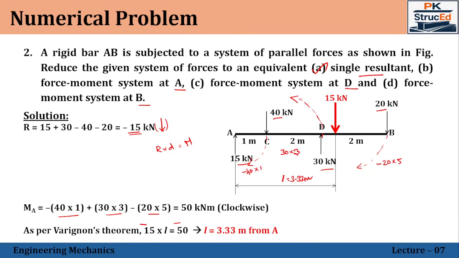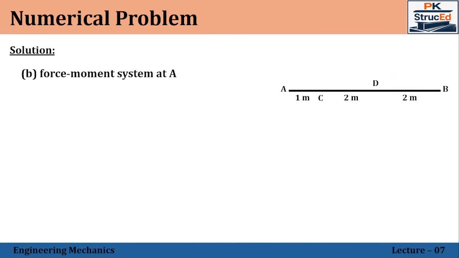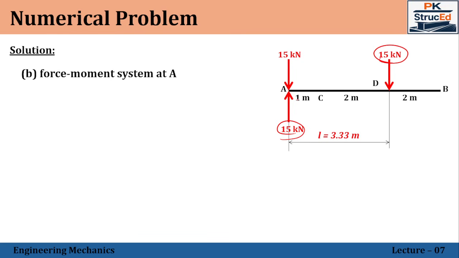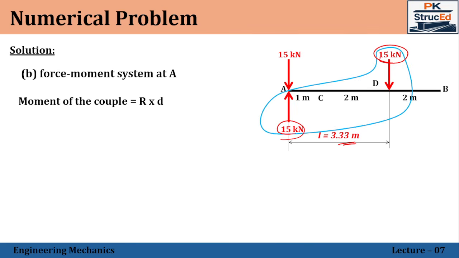Now we need to reduce this into a force moment system over the point A. So now we calculated the resultant, which is acting at a distance 3.33 meter from A. So we need to reduce that one to the point A. So again, produce the same force at the point A in opposite directions. So now this and this will form a couple because both are same in magnitude, opposite direction, parallel, separated by a distance 3.33 meter. So the moment of the couple will be R into D, that is 15 into L in this case. This one will create a clockwise couple. So that will be 15 into 3.33, which comes to 49.95 Newton meter clockwise.